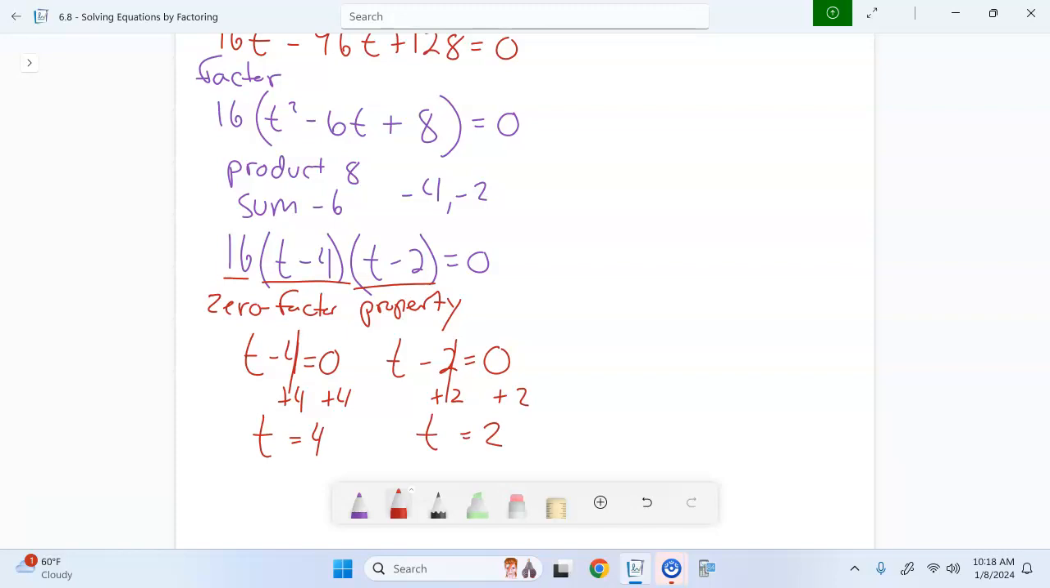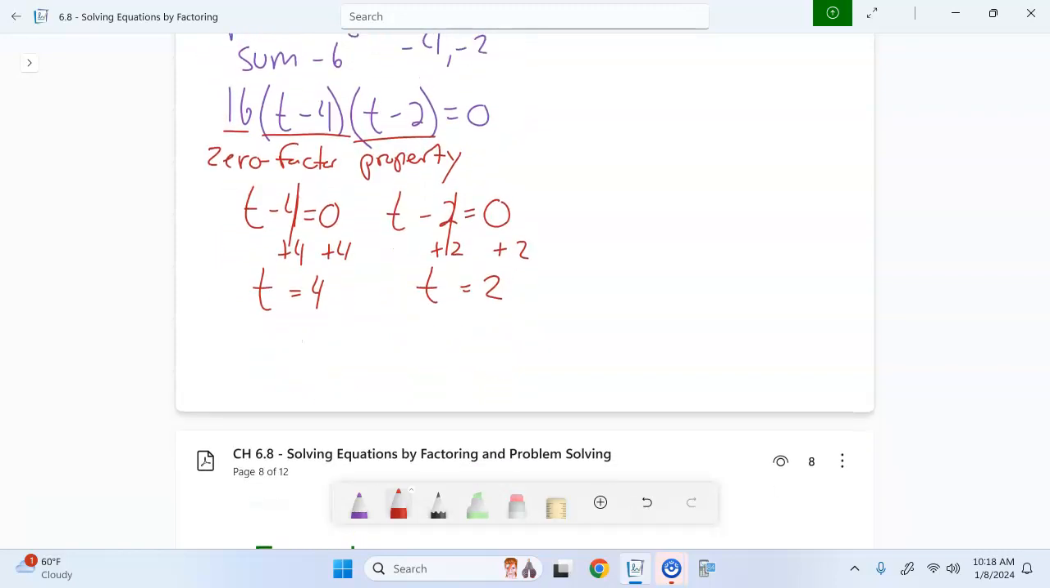So we actually have two values for time, and we want to make sure both of those are reasonable. If we hit a golf ball, it's going to go up, and then eventually gravity is going to kick in and it's going to come back down. So at 2 seconds, the ball reached the desired height, and then on its way back down, it also hit that same height again at 4 seconds. So both of those are valid answers: t equals 4 and t equals 2, 2 seconds and 4 seconds.